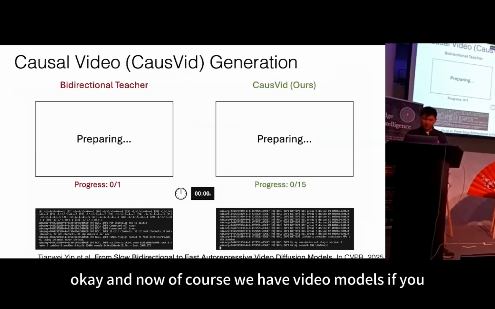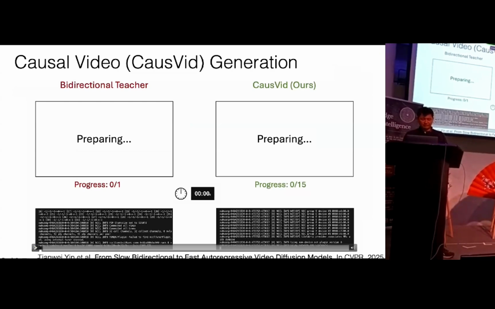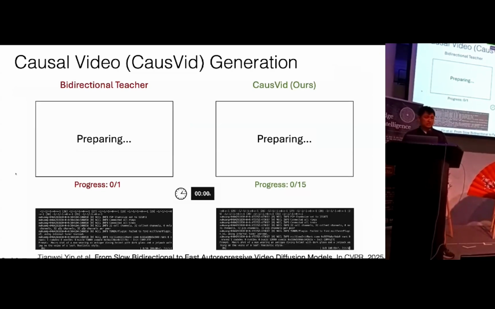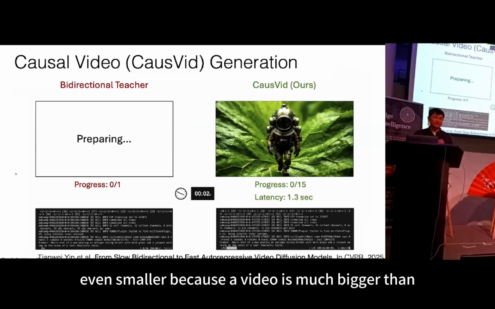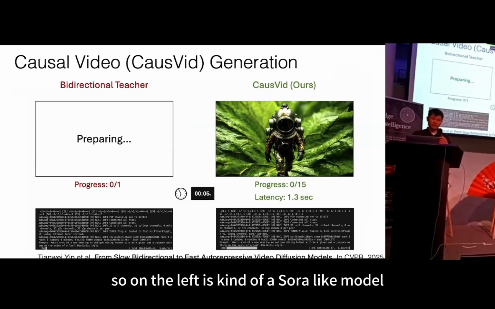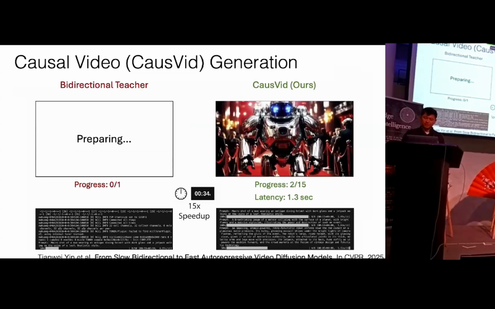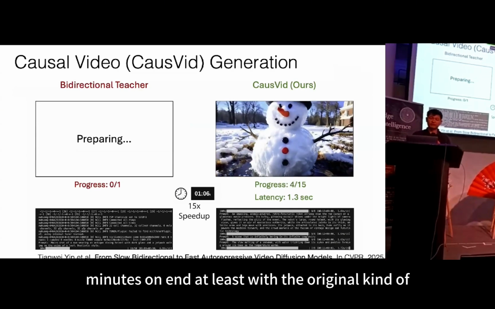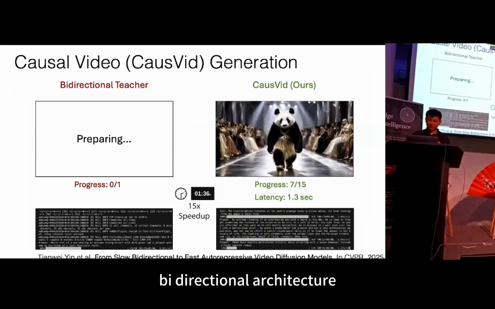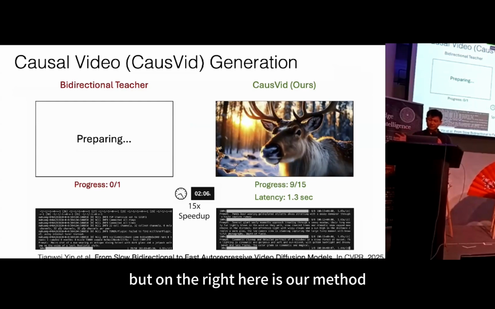Okay, and now, of course, we have video models. If you have played with some of these, they're even slower because a video is much bigger than a photo. So on the left is kind of a Sora-like model. If you click, you're just going to be waiting for minutes on end, at least with the original bidirectional architecture. But on the right here is our method.